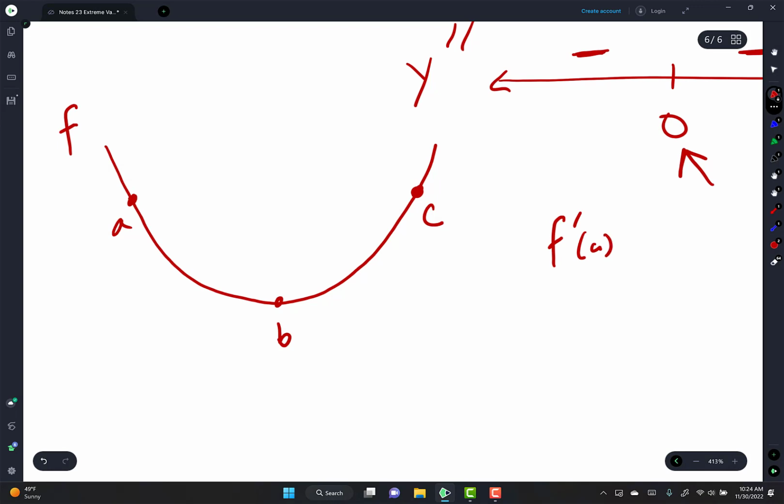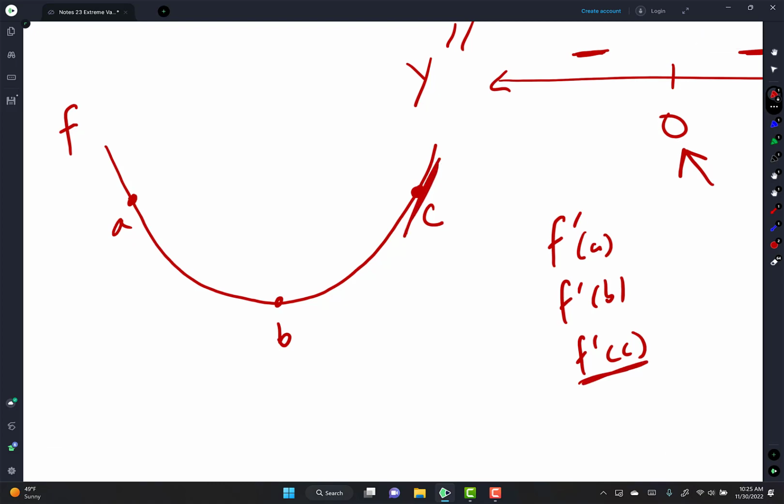I want you to align F prime. I have F prime of A, F prime of B, and F prime of C. I want you to align them in order from biggest to smallest. Can we do that? Yes. Which one of these three, just by looking at that graph, this is F, is the biggest? F prime of C, sorry. F prime of C is the biggest because this is the one that has the steepest slope. Does that make sense? And then which one of these, there's only one, has a slope of 0? So this is the only one that has a horizontal slope. Does that make sense? And then this at A has a negative slope, yes or no?